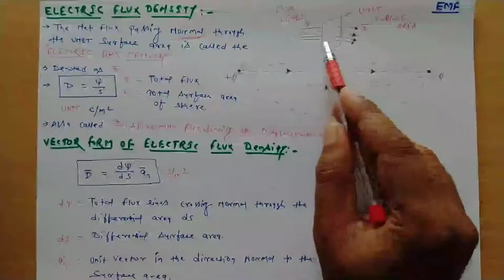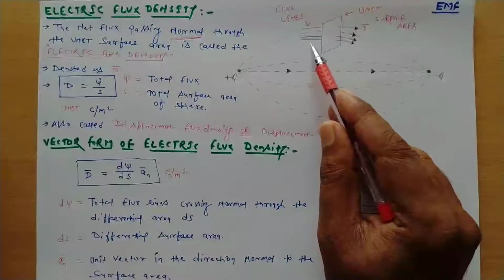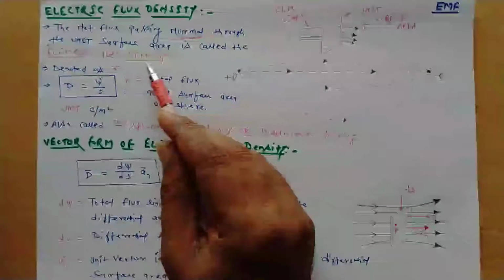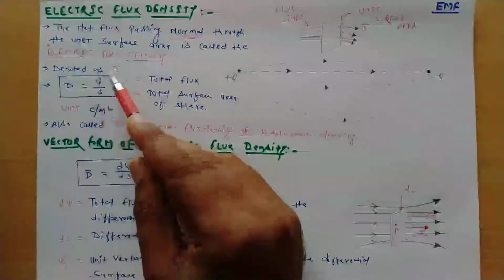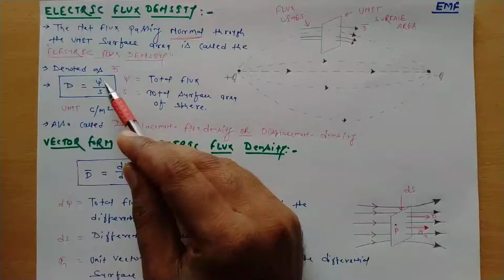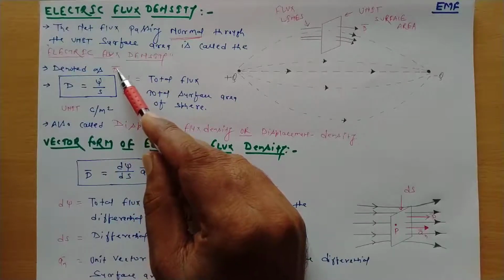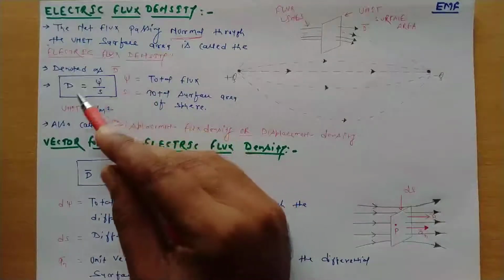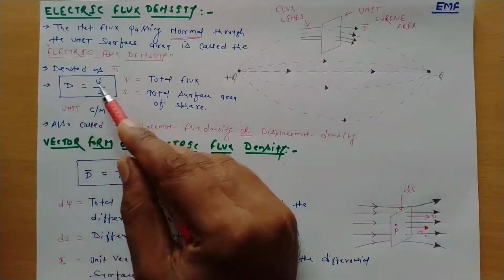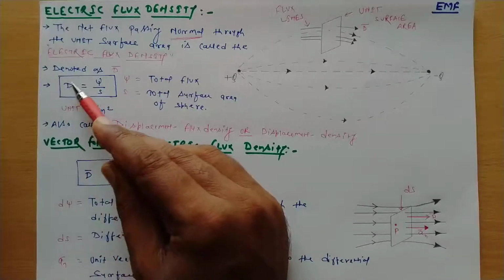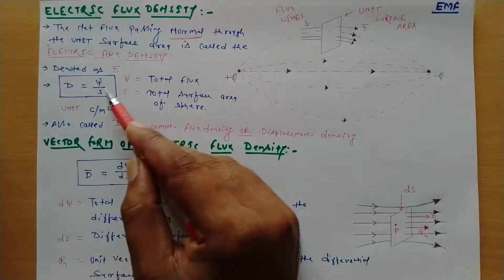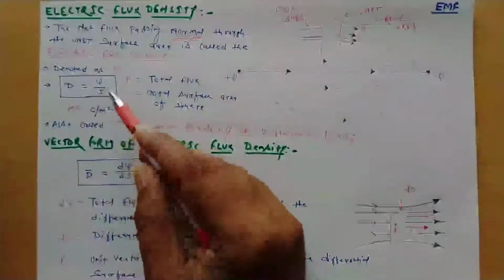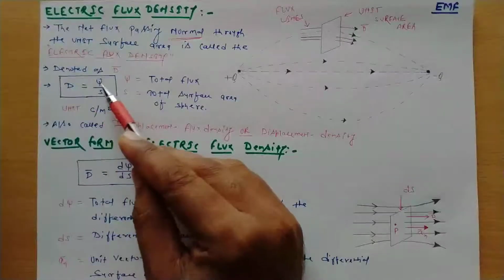The total amount of the flux lines, or the net amount of the flux lines, passing normal through this unit surface area is called the electric flux density, and we denote it by the capital D. If I put a bar over it, it represents a vector quantity. So we can say D is equal to psi by S. Here I have not drawn the bar because I have not taken the direction; I am just elaborating what the electric flux density is. So I have written D equal to psi by S.